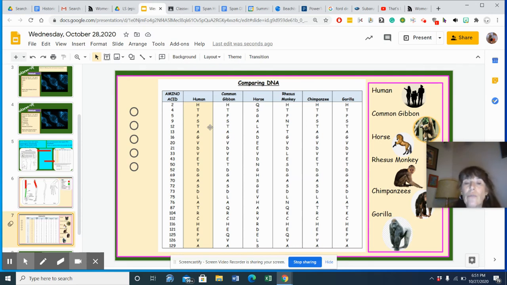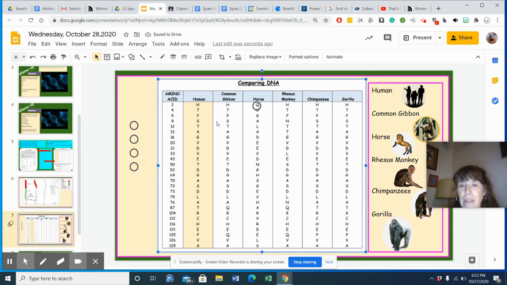Each of these letters represents an amino acid. So this human, H, the common gibbon, also H. The horse is Q, right? So that's different than the human. So I would circle the Q, all right? And then the same thing. Then I look, H is rhesus monkey, H is chimp, and H is gorilla, okay?